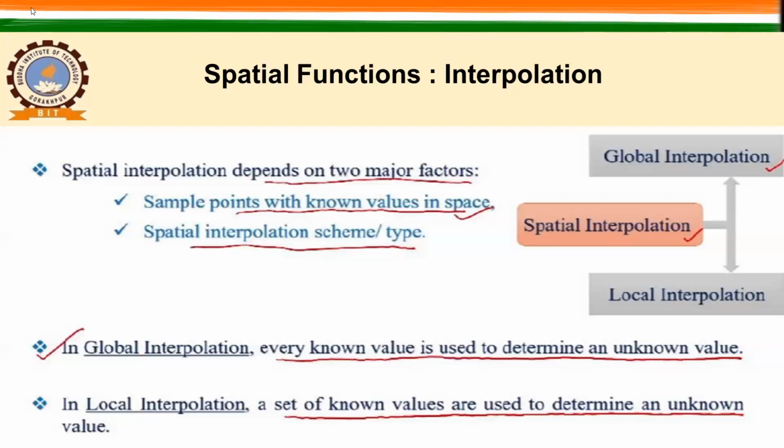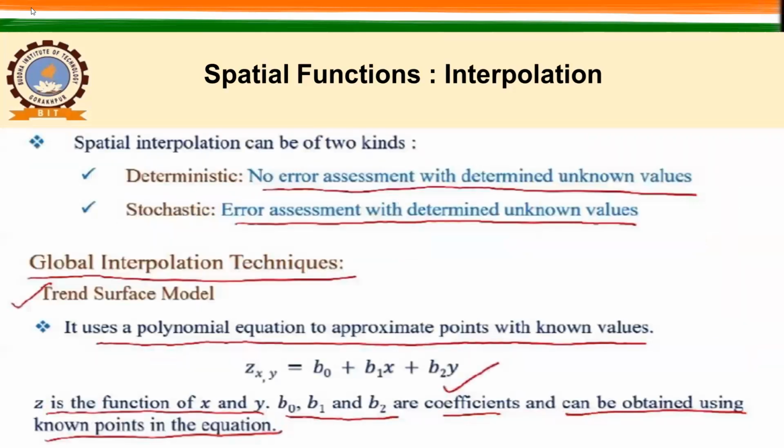Spatial interpolation can also be of two different types. The first one is deterministic and the second one is stochastic. In deterministic interpolation, there is no error assessment of the determined unknown value, whereas in stochastic interpolation, there is error assessment of the determined unknown value. This is the basic difference between stochastic and deterministic, and accordingly you have to choose which method you want to apply for this spatial interpolation.